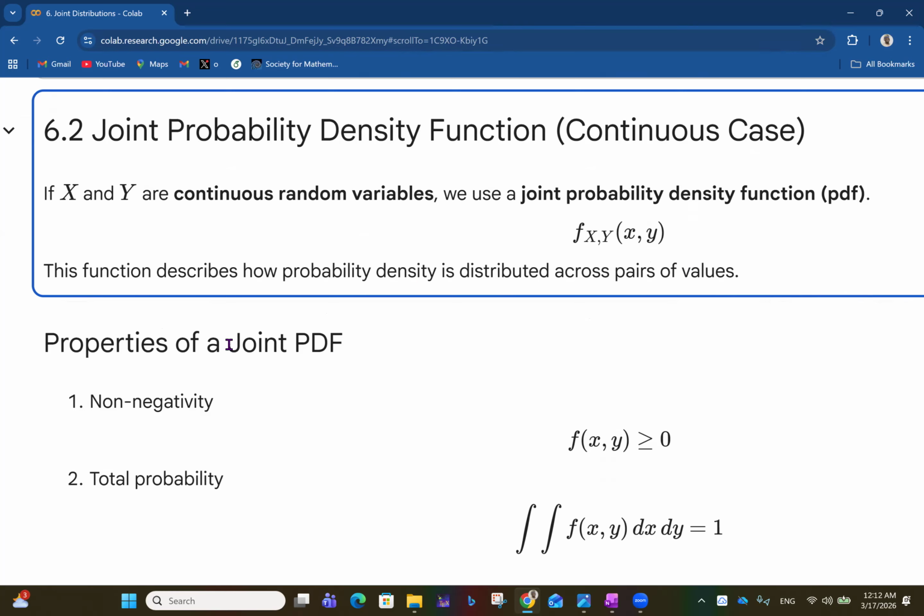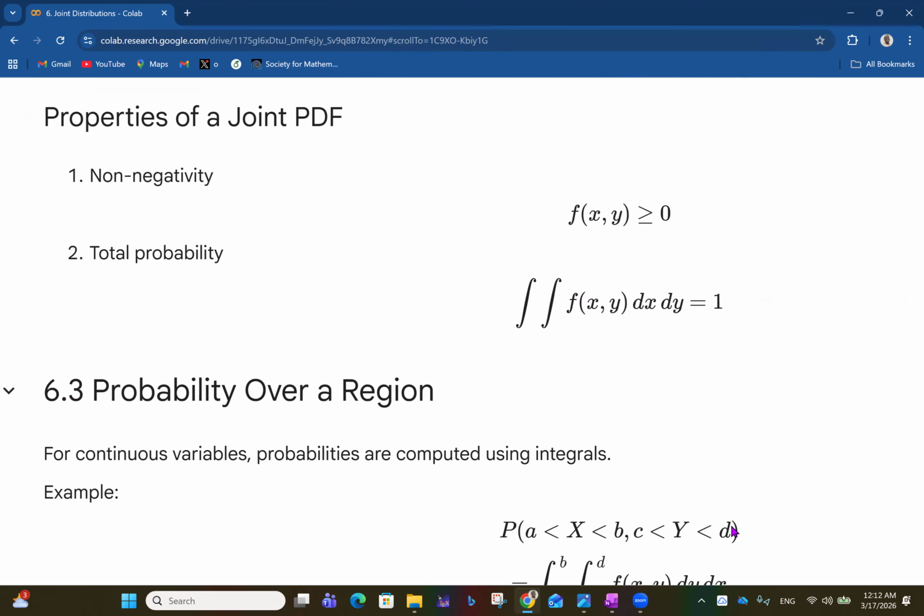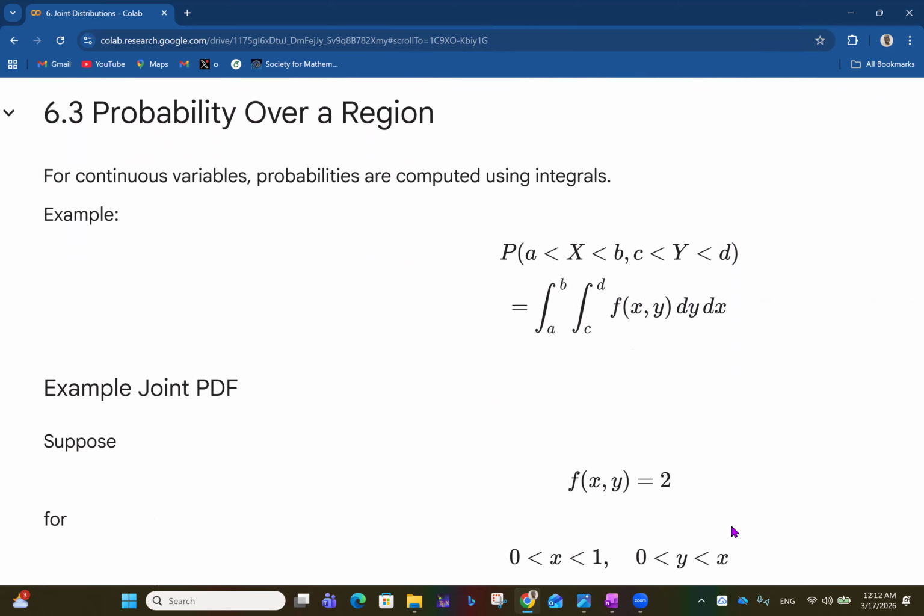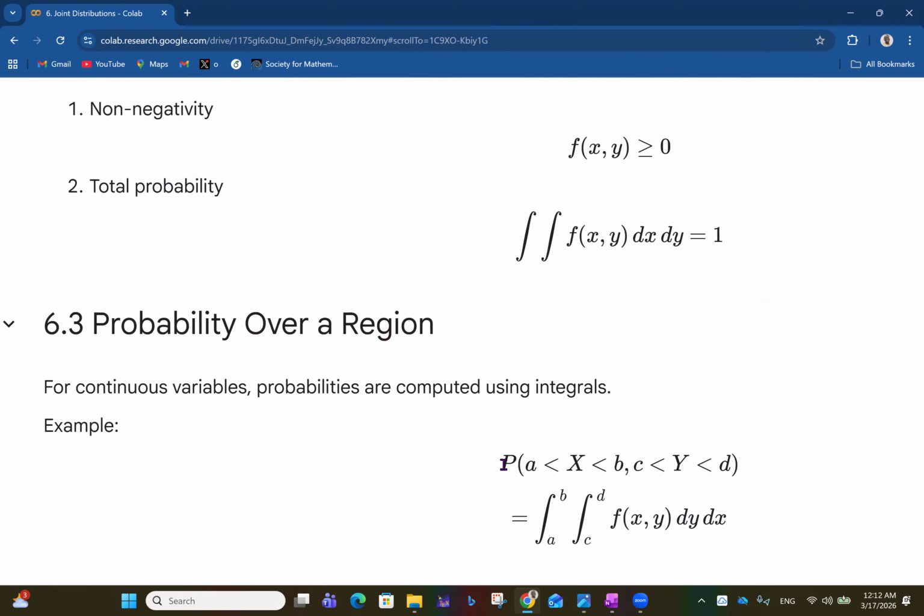Again, properties of a joint probability density function. Non-negativity is the first, where f of x comma y is always greater than or equal to 0. And for the total probability, if you do the double integral across both x and y, that is the integral of f of x comma y dx dy, it would always be 1. And that speaks to the idea of probability over a region.